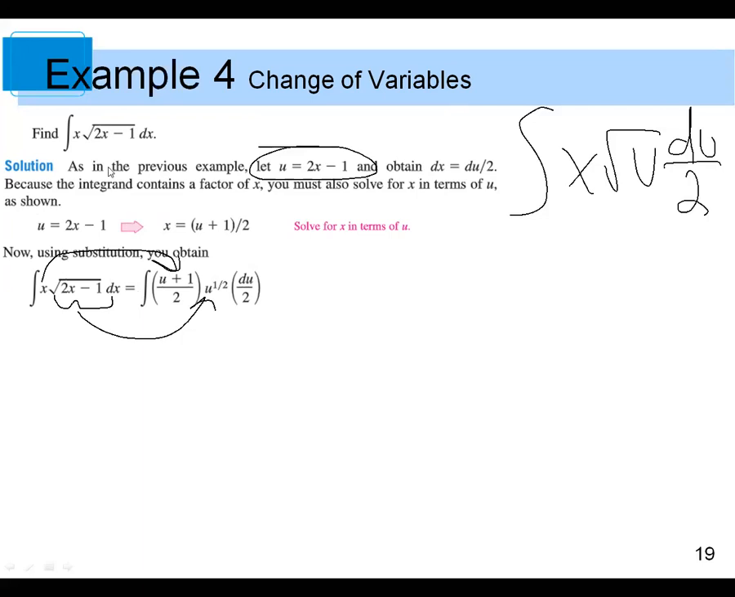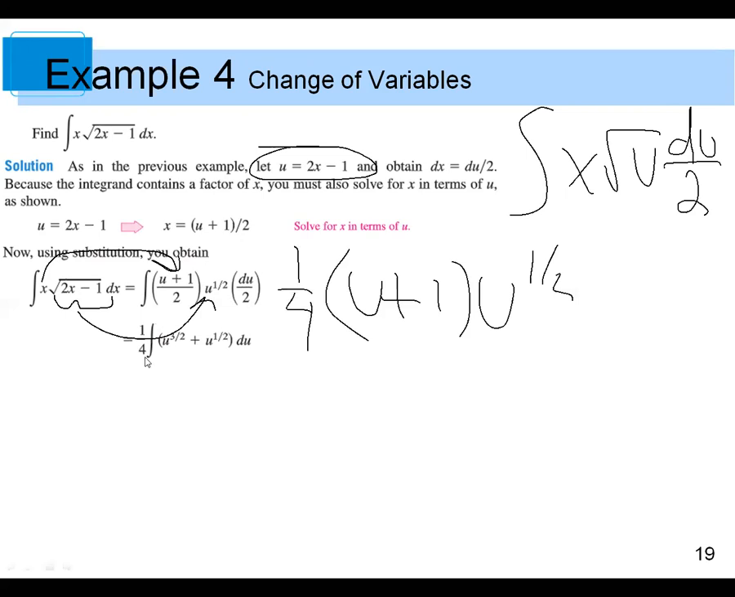Now, I know this looks more complicated than the original problem, but when I go to the next step and simplify it, this is multiplied by 1/2 here, multiplied by 1/2 here, so it's really multiplied by 1/4, and I can factor that out. So I would actually have u plus 1 times u to the 1/2 power times 1/4 is what this would simplify to.